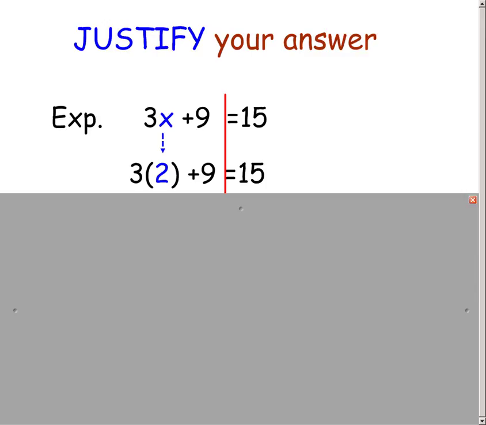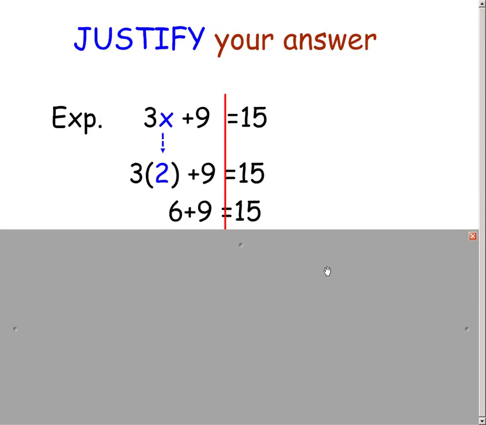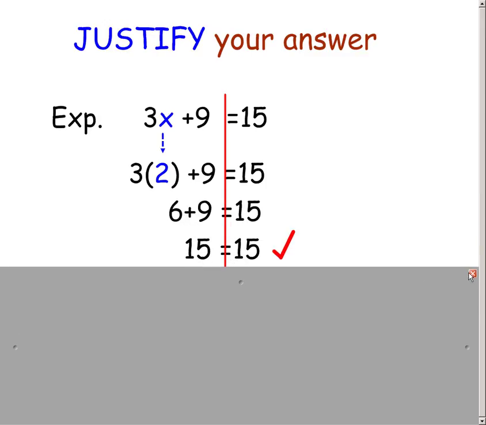So now it says 3 times 2 plus 9 is 15. Now I'm just going to compute on the left-hand side 3 times 2, which is 6, 6 plus 9, which is 15, and the answer checks.